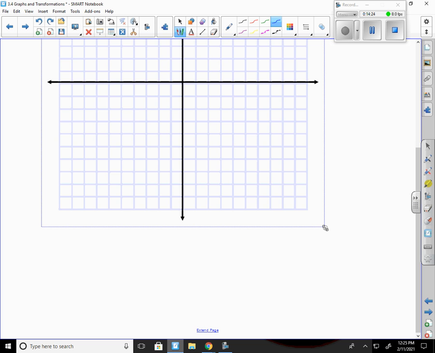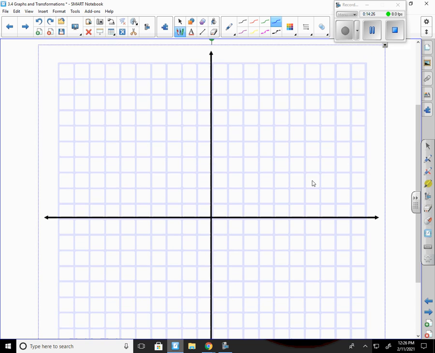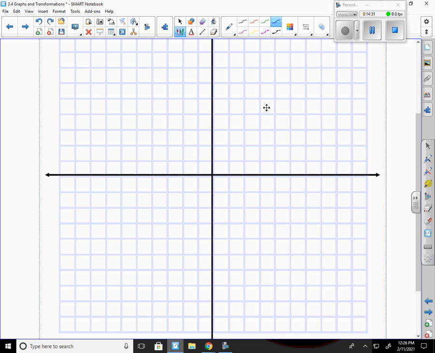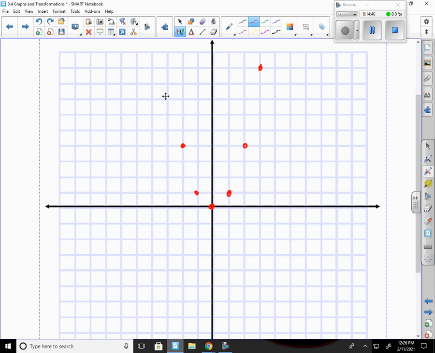So now I can do multiple transformations to this thing. Let's think of the parent function again. Parent function is x squared. It shows 0, 0, 1, 1, -1, 1, and 2, 4, -2, 4. If I wanted to keep going, I could go up 3, up 9. Just showing off now. And so this would be my parent function.